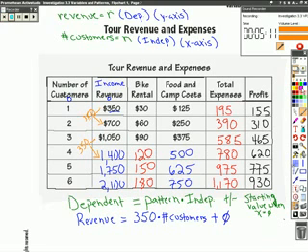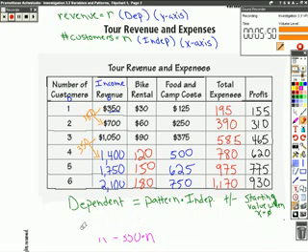Now what they want us to do is not keep all the words. They want us to get rid of the word revenue and replace it with R. So R equals, the 350 stays, and number of customers is N. So 350 N. We don't have to write the plus 0 because anything plus 0 is just whatever it was. So it's just going to be 350 N. That's our equation for solving for revenue. I hope you guys are getting all this in your notes.